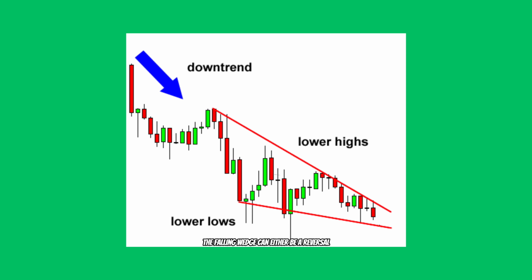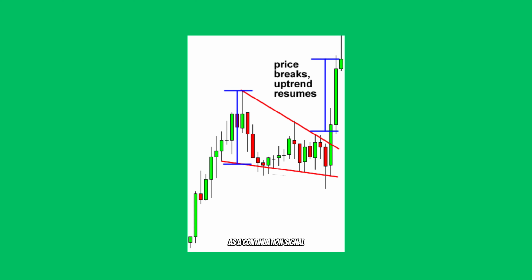The falling wedge can either be a reversal or continuation signal. As a reversal signal, it is formed at the bottom of a downtrend, indicating that an uptrend would come next. As a continuation signal, it is formed during an uptrend, implying that the upward price action would resume. Unlike the rising wedge, the falling wedge is a bullish chart pattern.